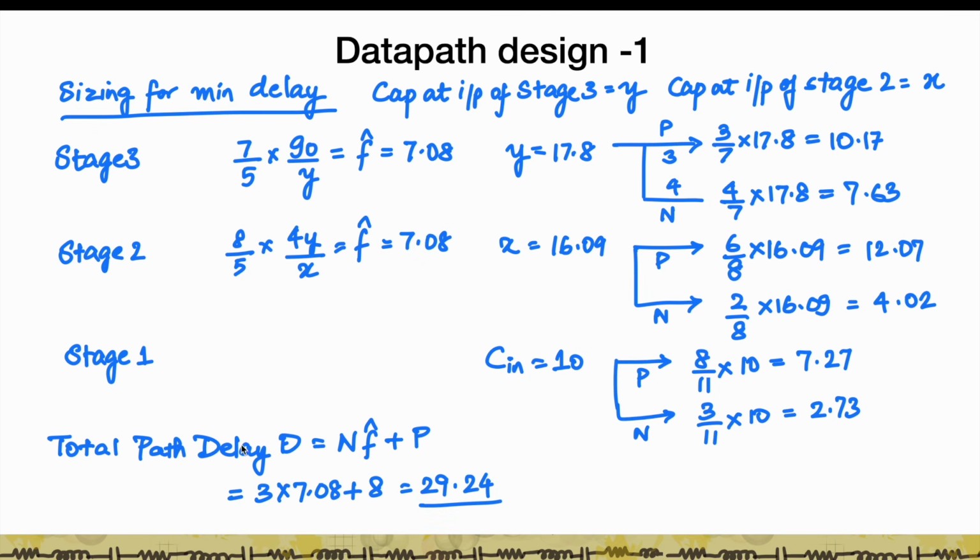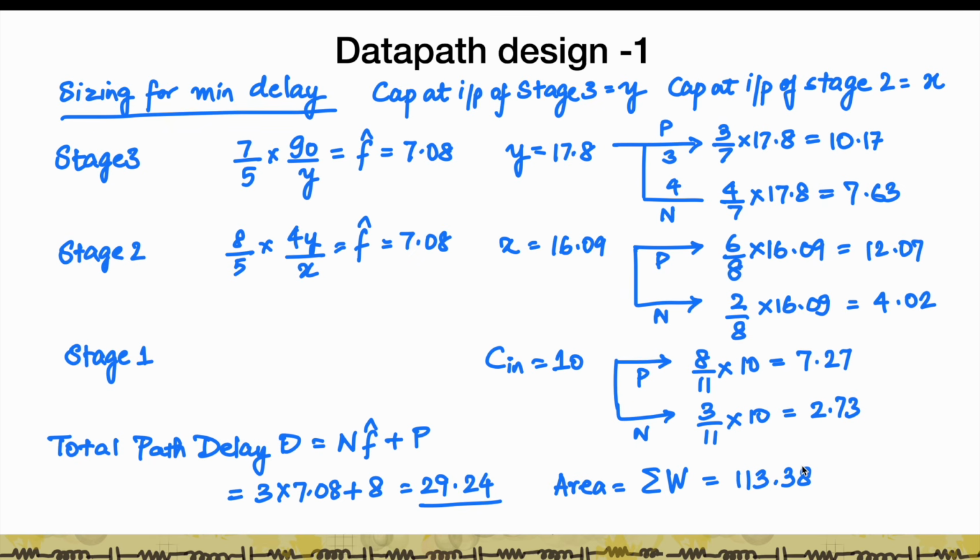And if I want to find the total path delay, now this is the path delay minimized for this path. It's going to be N times F cap plus P, which is 3 times 7.08 plus 8, which is 29.24. So if I don't do anything and all I do is just resize the gates, then the best delay I can get for this path is roughly 29.24 normalized delay units. And if I just calculate the area by summing up all the W's, it works out to 113.